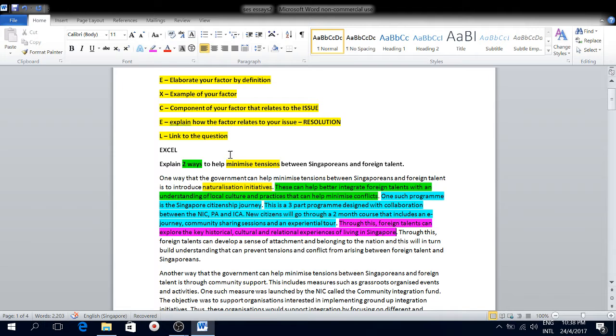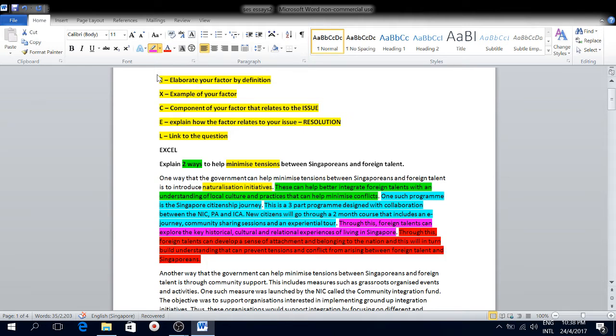Okay, and lastly, explain how the factor relates to your issue. So through this, we can develop attachment, belonging, and build understanding. And with this understanding, we can thus prevent conflict and tensions from arising. So this is the last part.